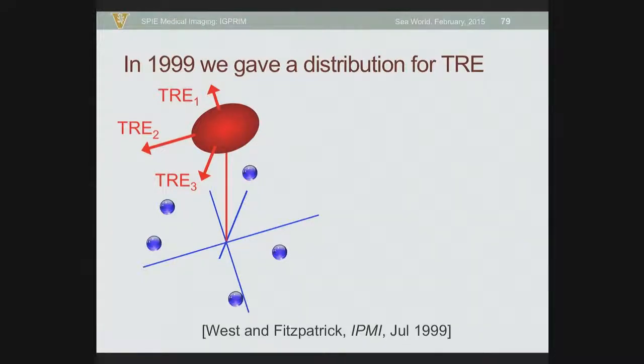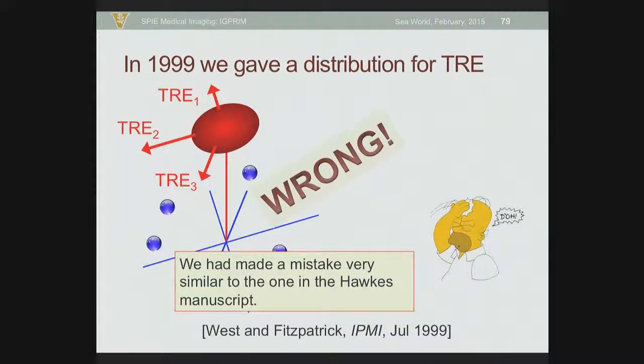Well, in 1999, we sent the distribution to IPME. Well, IPME blew it before. We gave them another chance. And they blew it again. They accepted this paper, and they should have rejected it, because we blew it. This paper was wrong.